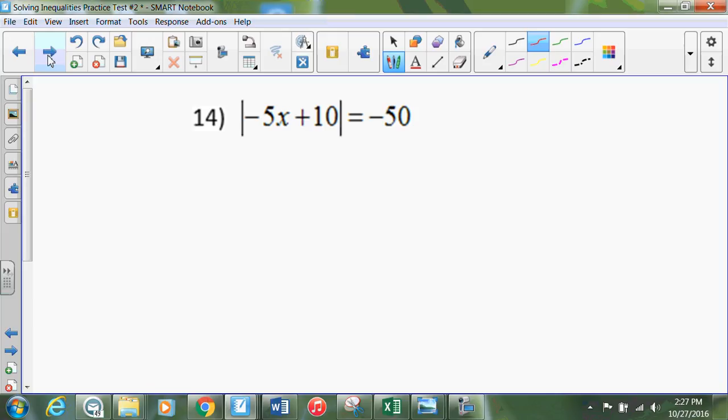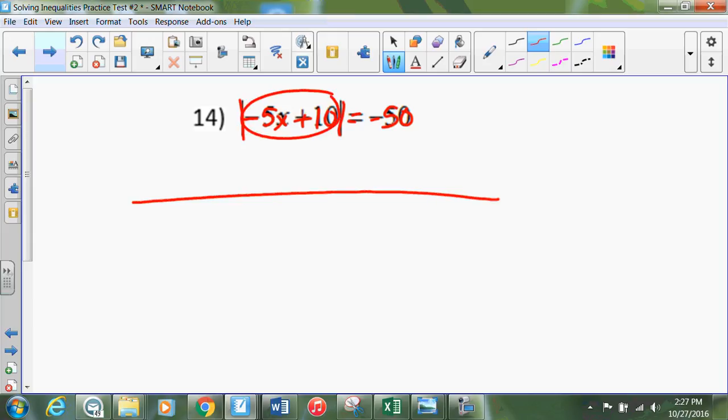Okay, let's look at what this really says. This says the absolute value of negative 5x plus 10 is equal to negative 50. Okay, that's crazy. Think about the number line. What it's really saying is this blob, negative 5x plus 10, is negative 50 away from 0. Now I know where 50 away from 0 is, right?